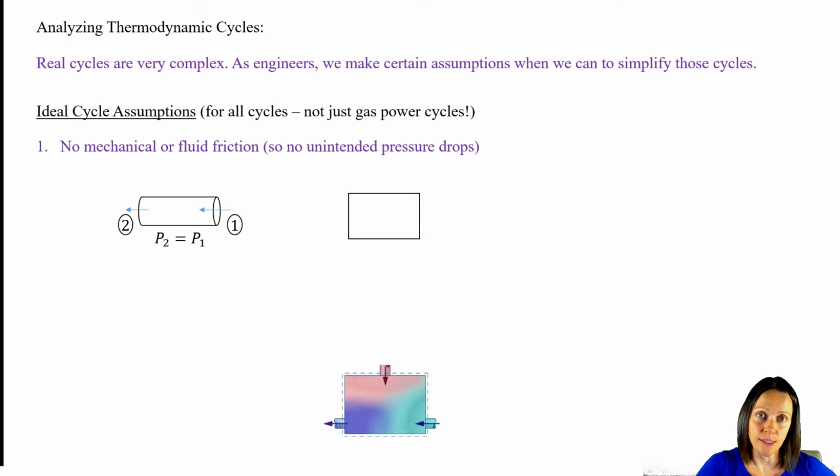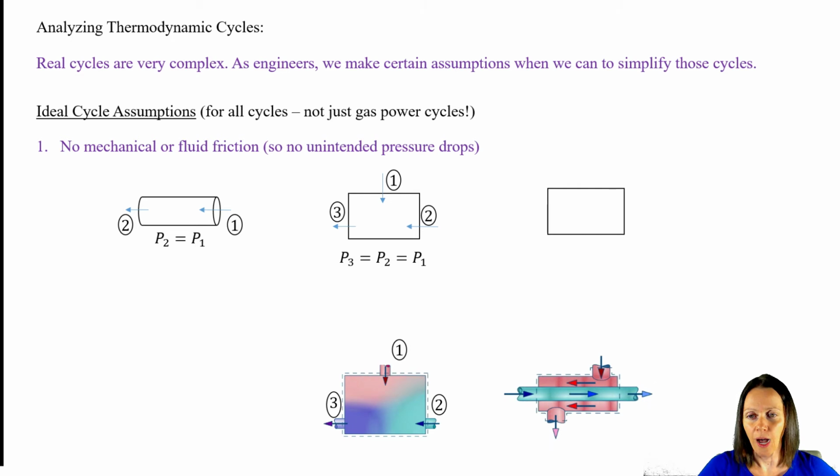Another place that you might see this is within a heat exchanger. So here we've got a direct contact heat exchanger. You've got a hot fluid coming in at 1, cold fluid coming in at 2, and they're mixing together and coming out at some temperature in the middle. And if there's no fluid friction, then all those pressures will be equal.